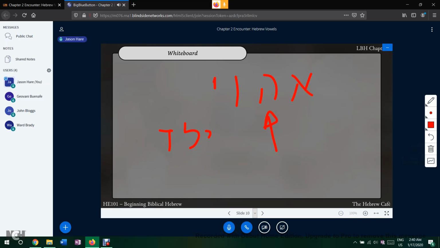Further, the vav, if you think of how it used to be wow, it represents two vowels. If there's a dot on top, it's O, just like cholam. The dot on top is O. And if it's a dot inside of it, then it's U, called shuruk. So vav represents a vowel. We'll look at an example in a second. Yod generally represents E or E. Okay, examples.